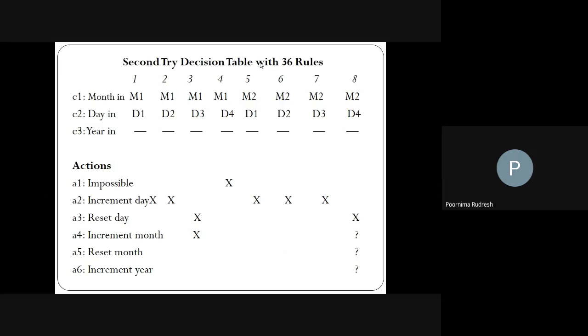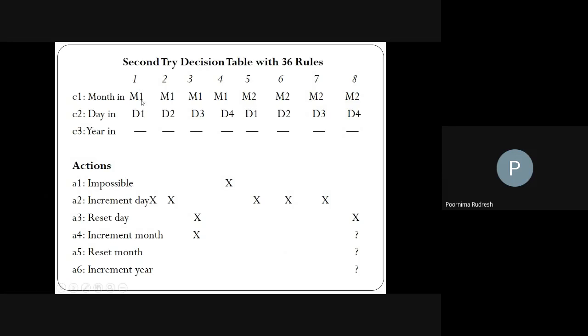Why? Because the April month consists of only 30 days. And hence, if we set the value M1 as true and D4 as true, then we get the output as impossible, because April consists of only 30 days, and if we set D4 as 31, then it is impossible. So we'll get the error message as the impossible output. Clear? Next, we'll start with the rule M1 and D1.